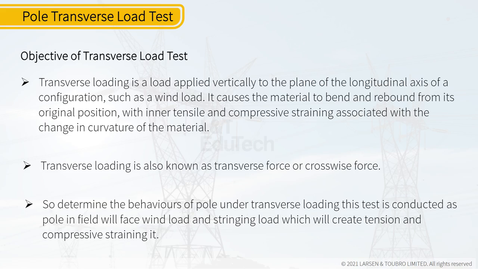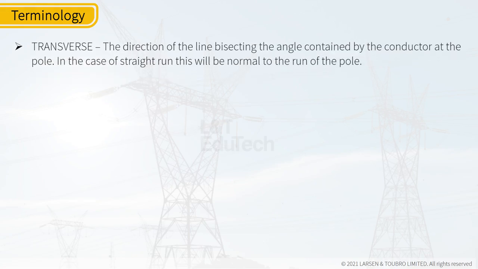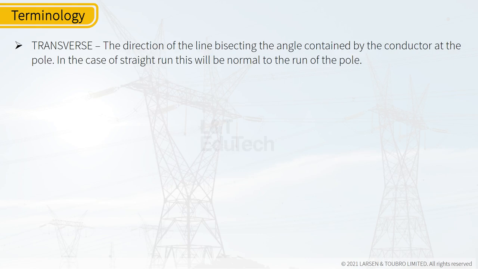This test is conducted as the pole in the field will face wind load and stringing load, which will create tension and compressive straining in it. The following are the terminologies to be known before going into the test. Transverse: the direction of the line bisecting the angle contained by the conductor at the pole. In the case of a straight run, this will be normal to the run of the pole.